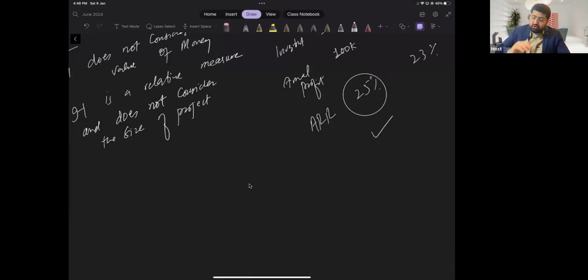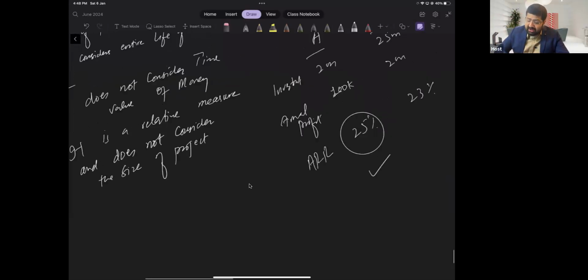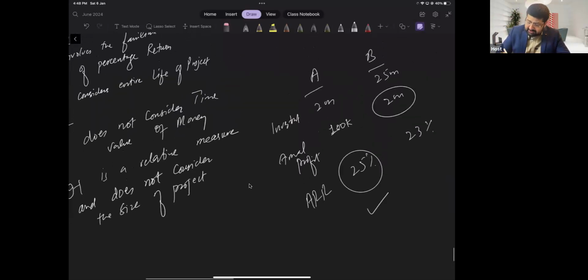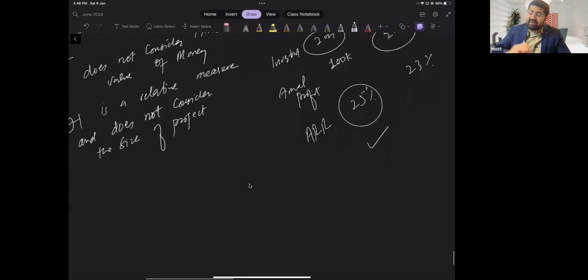So ARR is giving an incorrect result, because the bigger, huge profits are more than equal to the size of the investment, but it is ignoring that fact. The amount of profit and amount of investment, it is not considering. It is considering the percentage answer and making a decision based on that.